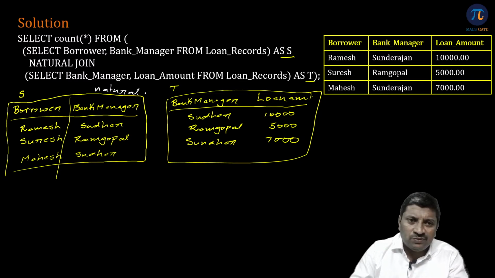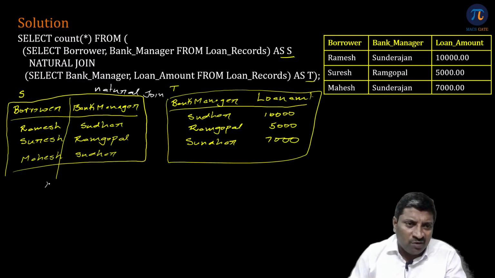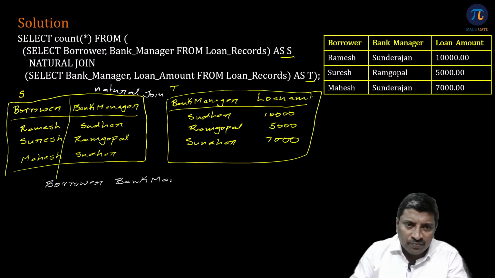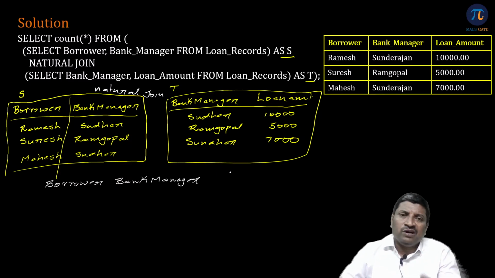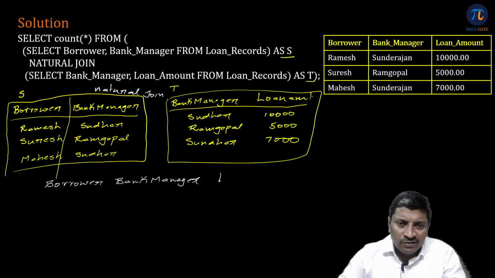Natural join. When you apply natural join, the common column will be displayed only one time. Borrower, bank manager. Don't write bank manager a second time. If you want clarity, you can write it, sir. Then loan amount.